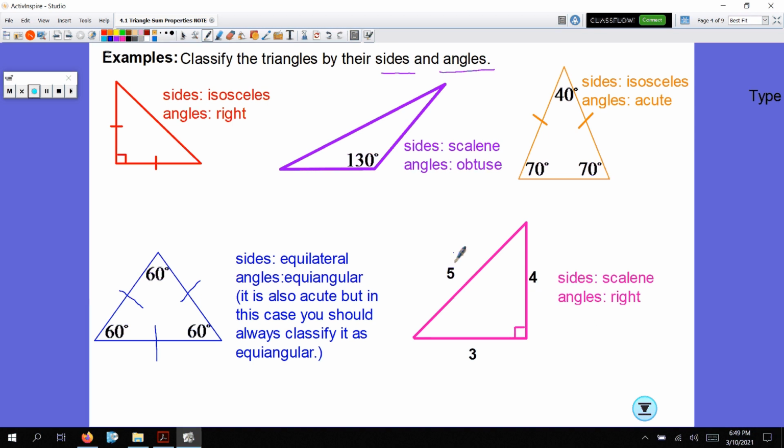Here is a triangle where all three sides are given. None of them are the same, so it is scalene. It has a right angle, so by angles, it's right. Just classifying triangles by their sides and by their angles.